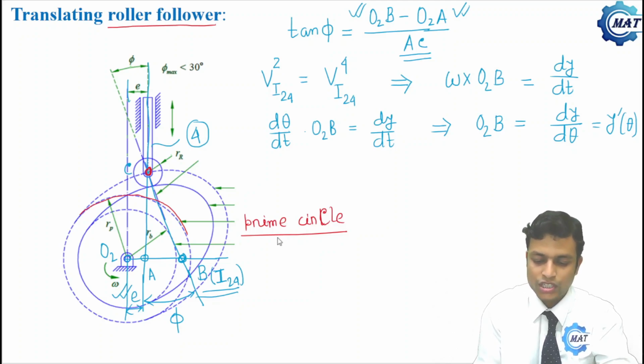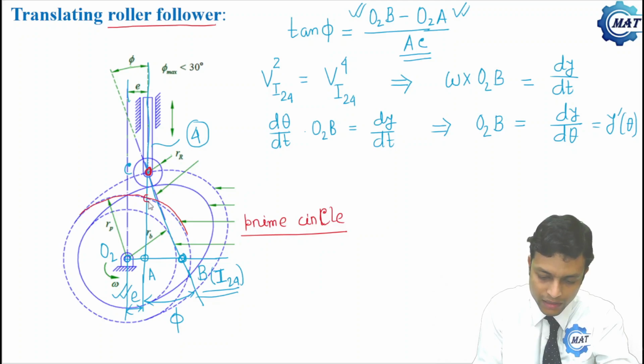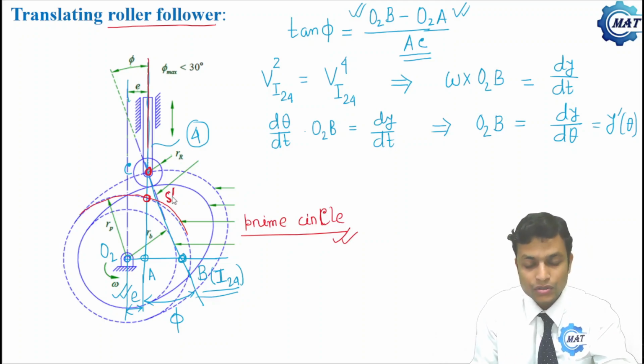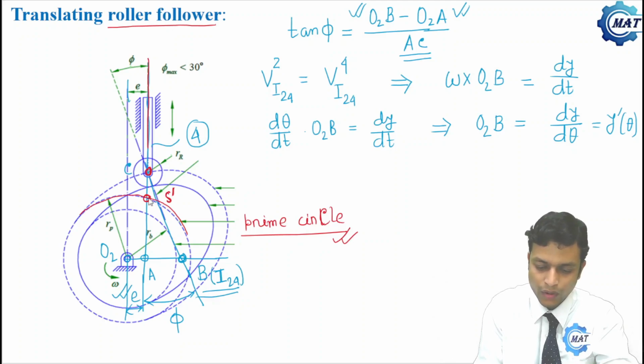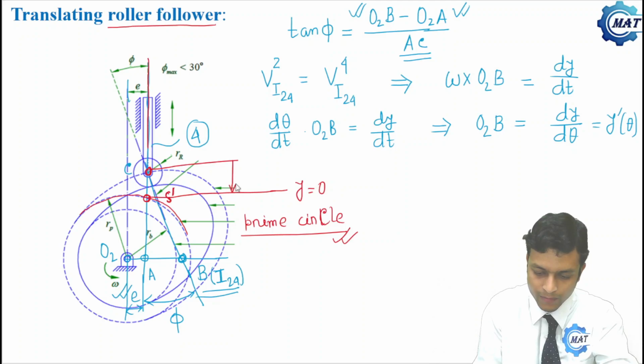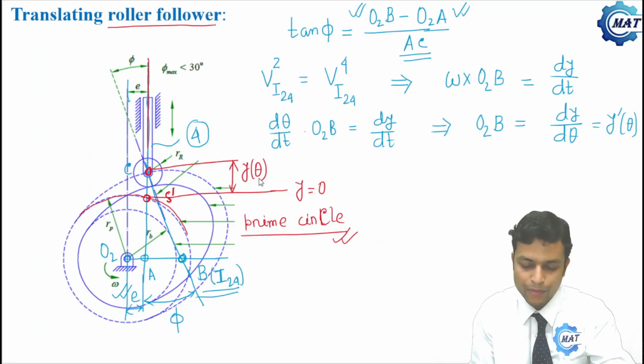So the lowest position of the follower is this point, the intersection of the prime circle and the axis of the follower. Say this point is S prime, and that denotes the lowest position of the follower. We set y equal to 0 at this height, and this distance is y of theta, where theta is the corresponding cam rotation.